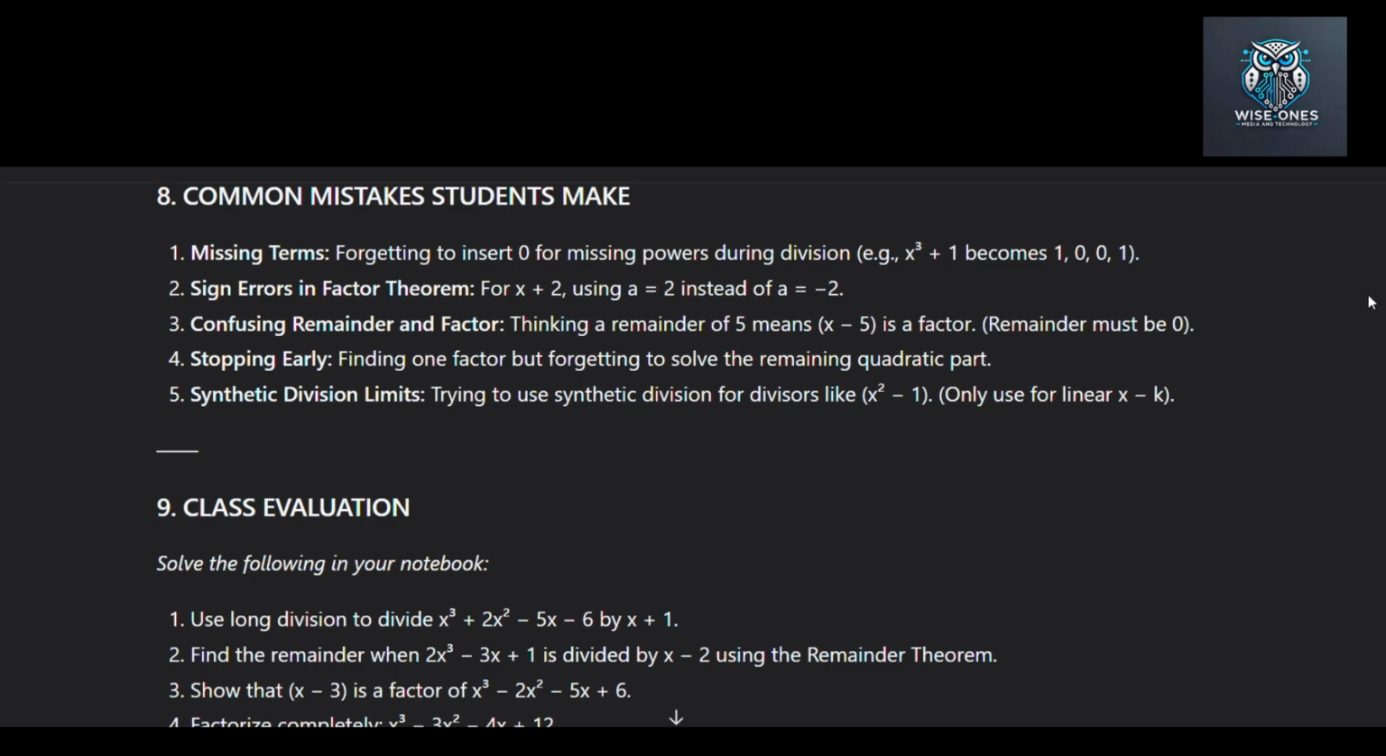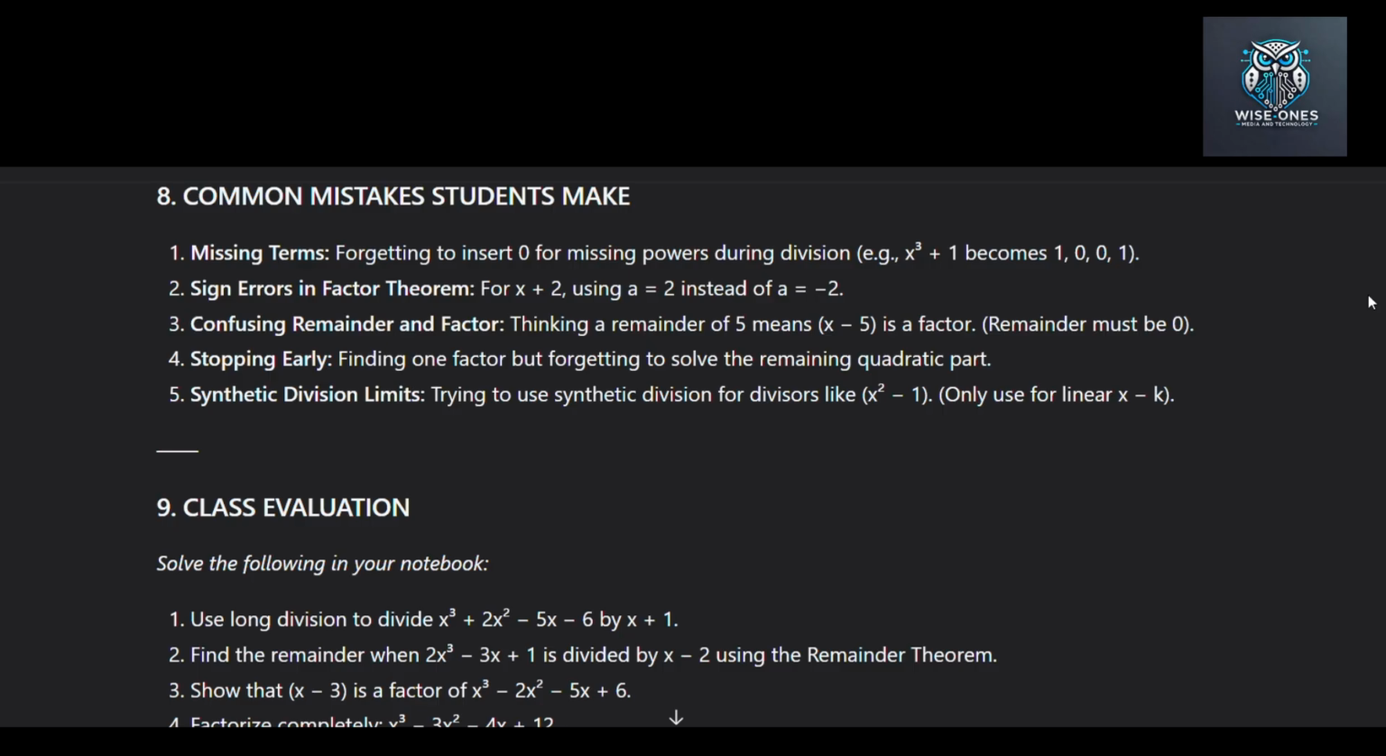Mistake number 2. Sign errors in factor theorem. For x plus 2, using a equals 2 instead of a equals negative 2. Remember to change the sign. Mistake number 3. Confusing remainder and factor. Thinking a remainder of 5 means (x - 5) is a factor. The remainder must be 0 for it to be a factor.